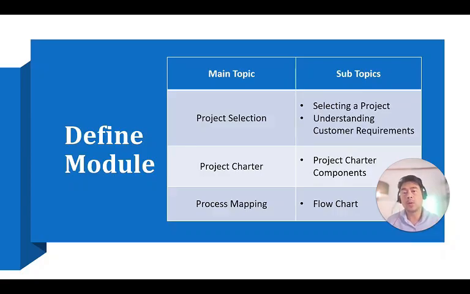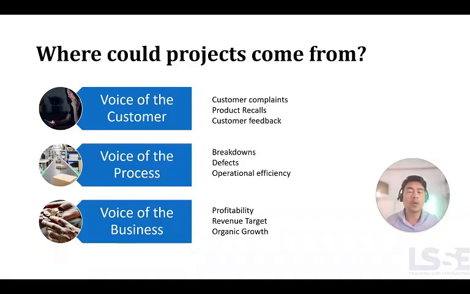This is quite useful when you are launching a Lean Six Sigma project. And then the third topic that we're going to discuss for this module is process mapping. The question now is, where could projects come from? This is quite useful when you are in an organization that would need to manage the resources. So three components where projects would come from. One will be the voice of the customer. These are the feedback of your customer. It could be customer complaints. It could be from product recalls or from the feedback of your customer.